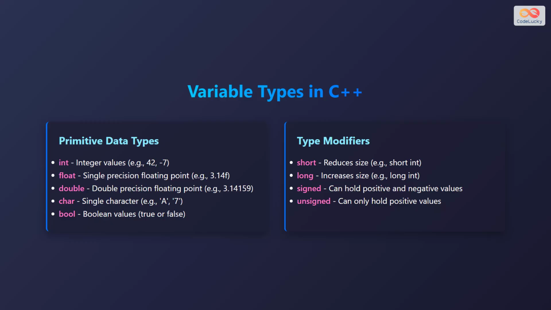Let's now delve into type modifiers. Short is used to reduce the size of a variable, for example, short integer. Long is used to increase the size of a variable, for example, long integer. Signed indicates that a variable can hold both positive and negative values. Unsigned indicates that a variable can only hold positive values.